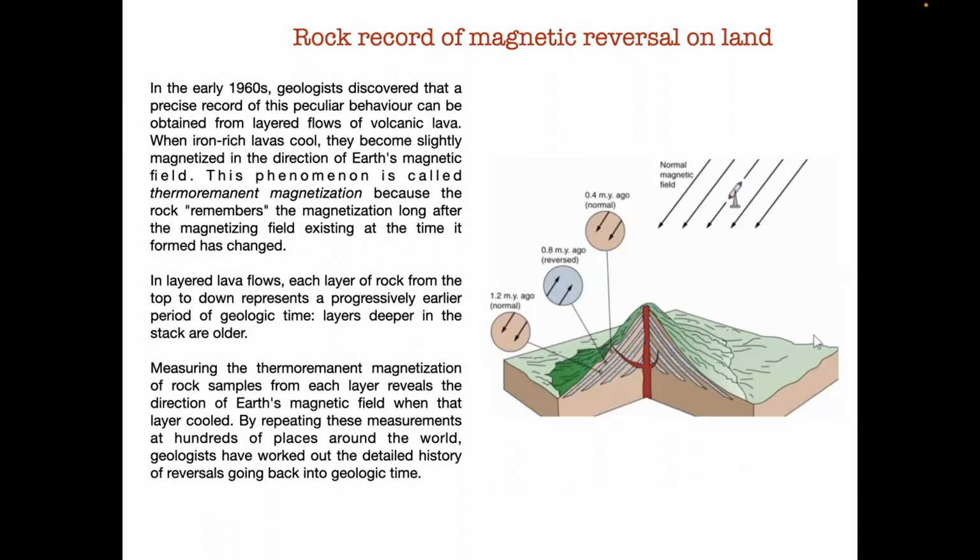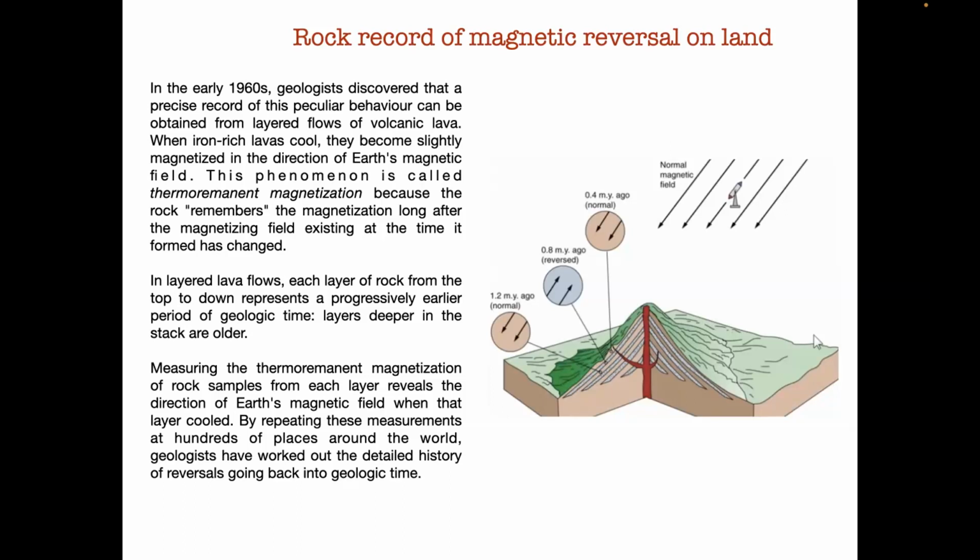So in early 1960, geologists were able to understand this behavior of the minerals in the volcanic lava: they are magnetized in the direction of Earth's magnetic field, and this phenomenon is called thermo-remanent magnetism. Okay, thermo-remanent magnetism. The rocks remember the magnetism of the field existing at the time they formed, long after that magnetizing field has changed, and that is the reversal.